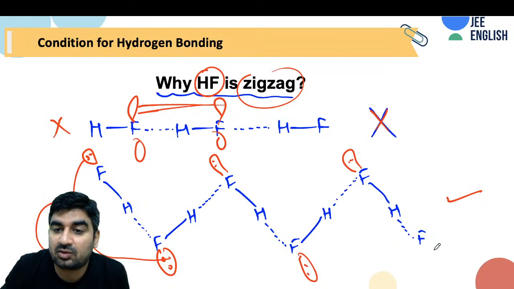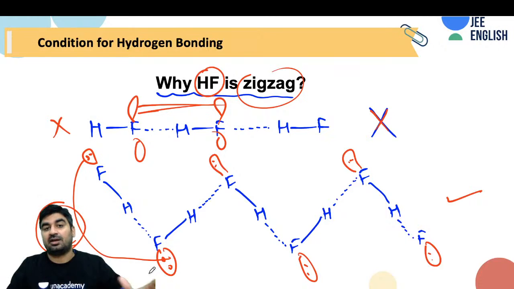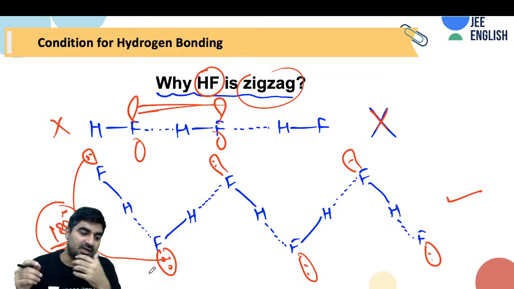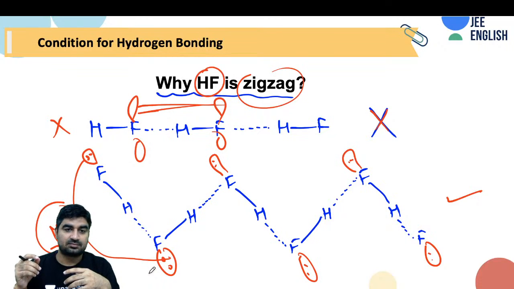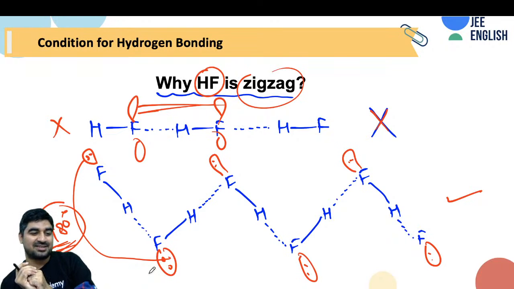So why do you arrange them in this pattern? You arrange them in this pattern so that their electrons are at a high distance. Why? In order to minimize the repulsion. Got it? Yes, I think this is not visible. So I have written 180 degrees here. I think now it is visible. Got it? Tell me now.